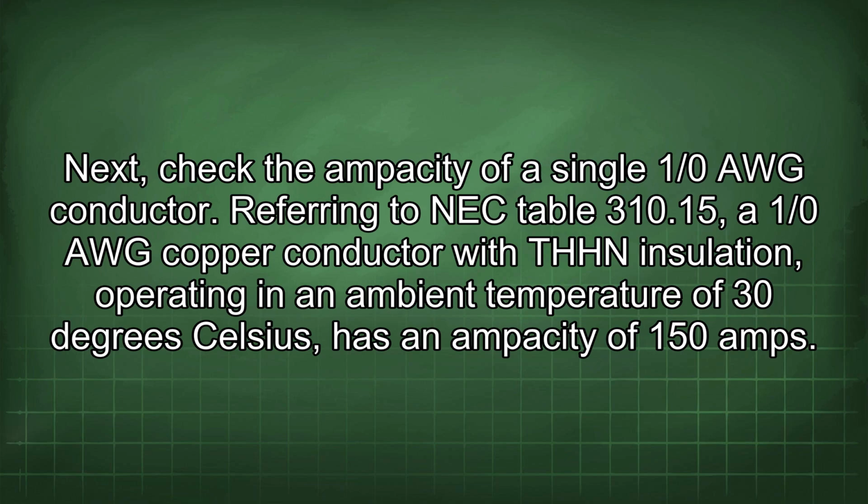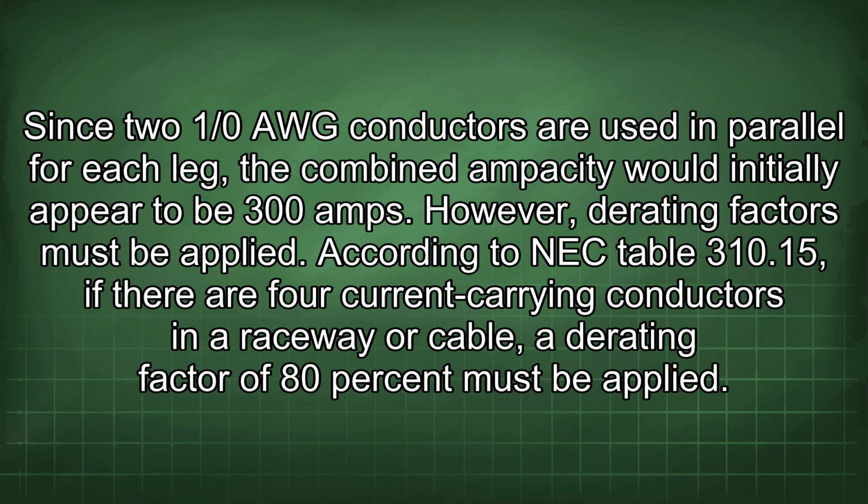Next, check the ampacity of a single 1/0 AWG conductor. Referring to NEC Table 310.15, a 1/0 AWG copper conductor with THHN insulation, operating in an ambient temperature of 30 degrees Celsius, has an ampacity of 150 amps. Since 2 1/0 AWG conductors are used in parallel for each leg, the combined ampacity would initially appear to be 300 amps. However, derating factors must be applied.